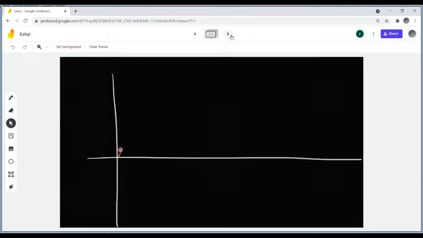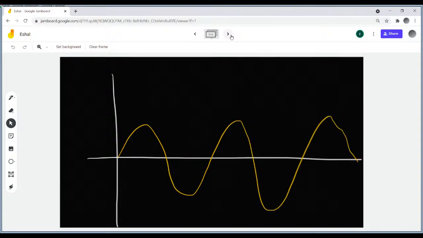Ek baat to ye ki wave mein, for two points to be in phase, they have to be on the crest. They have both to be on the crest, or they both have to be on the trough. First thing. So here is point A, here is point B, and let's say here is point C. And when we say 2 points are in phase, they have to be at equal displacement.